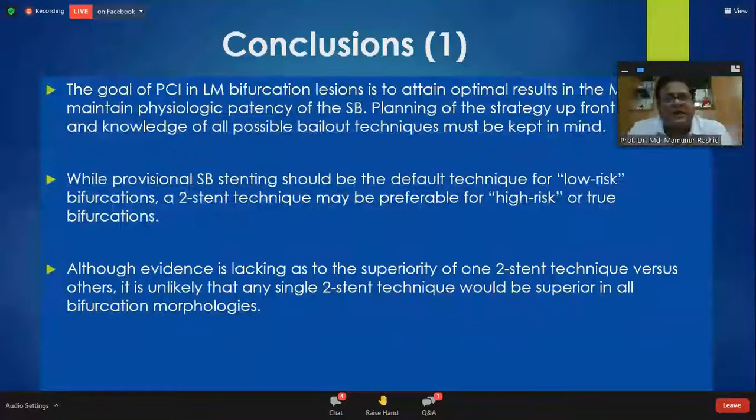Conclusion: the goal of PCI in left main bifurcation lesion is to attain optimal results in terms of maintaining physiologic patency of the side branch. Planning the strategy upfront is critical, and knowledge of all possible bailout techniques must be kept in mind. While provisional side branch stenting should be the default technique for low-risk bifurcations, a two-stent technique may be preferable for high-risk or true bifurcations. Although evidence is lacking as to the superiority of one two-stent technique versus others, it is unlikely that any single two-stent technique would be superior in all bifurcation morphologies.